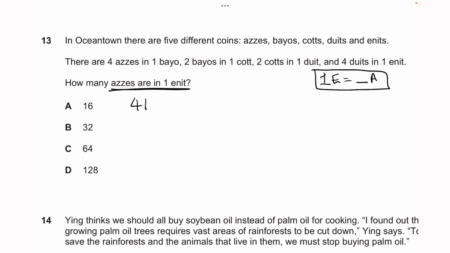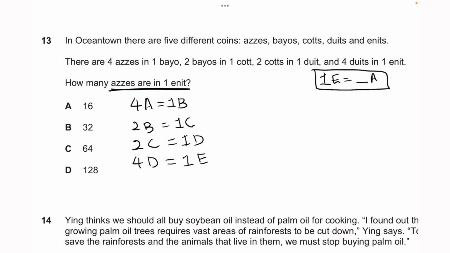We know that 4 Azes are in 1 Bayo, and we know that 2 Bayos is equal to 1 Cot. And we also know that 2 Cots are in 1 Dwit, and 4 Dwits are in 1 Enit. And we want to find out how many Azes are in the Enit. So we're trying to make that connection from A all the way to the E. And how do they relate together?